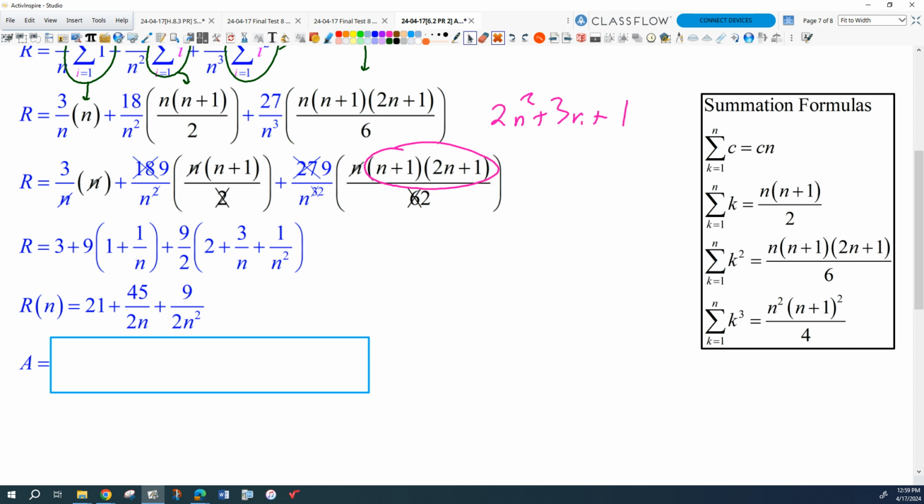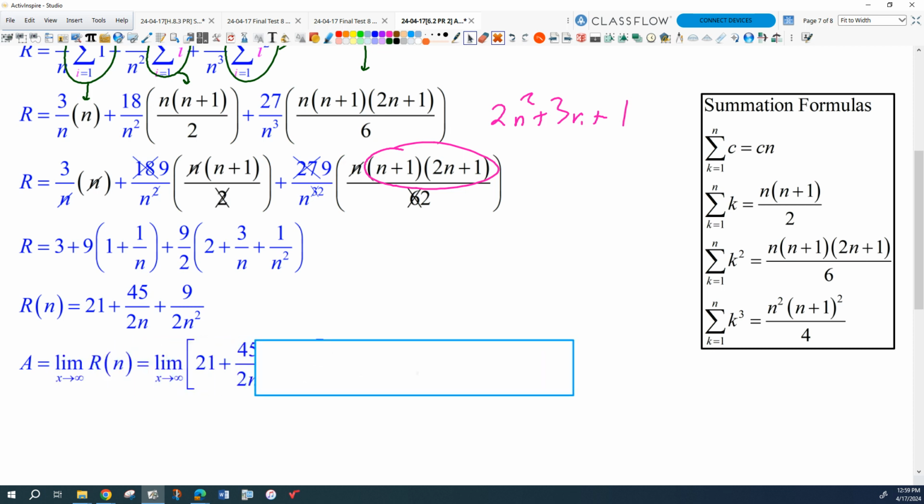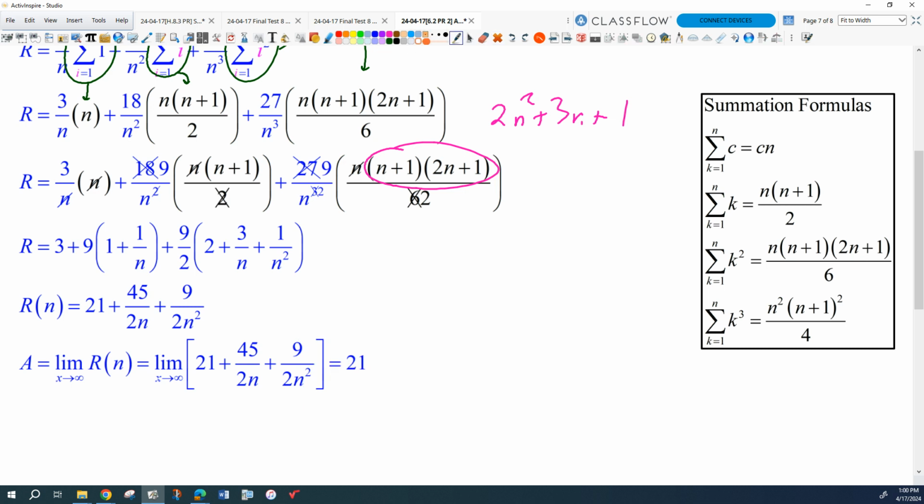Okay? So then there is my R as a function of n, the area of all the right rectangles as a function of n. So if I want to get the exact area, what's the only thing I would have to do? I'd have to take the limit of that expression as, it's supposed to be n, not x. Let's fix that. The limit as n approaches infinity. Okay, let's do that.